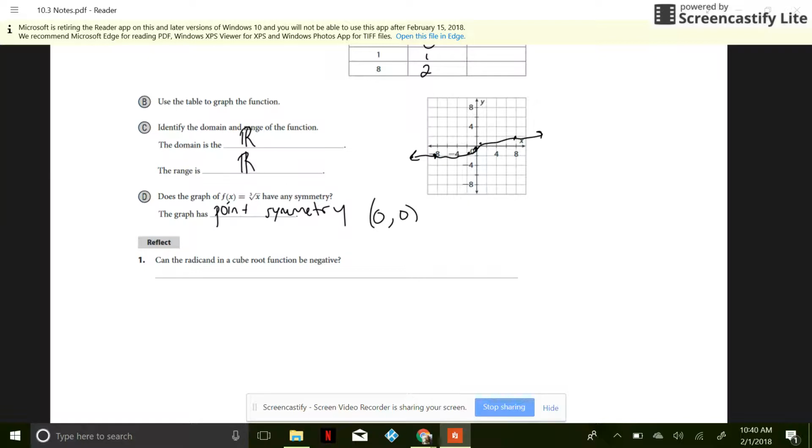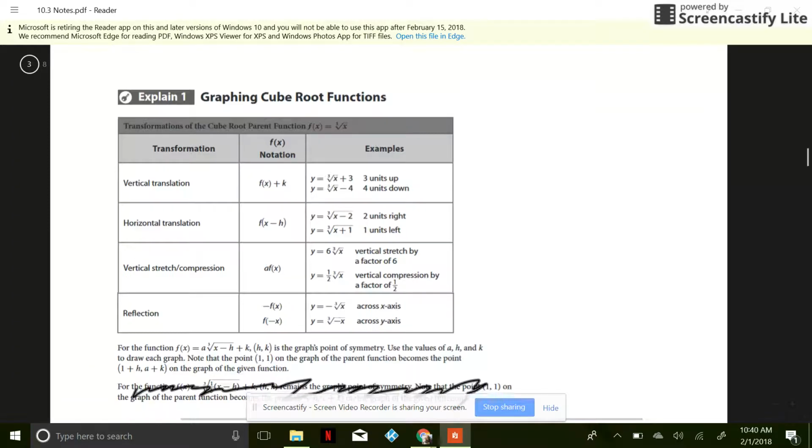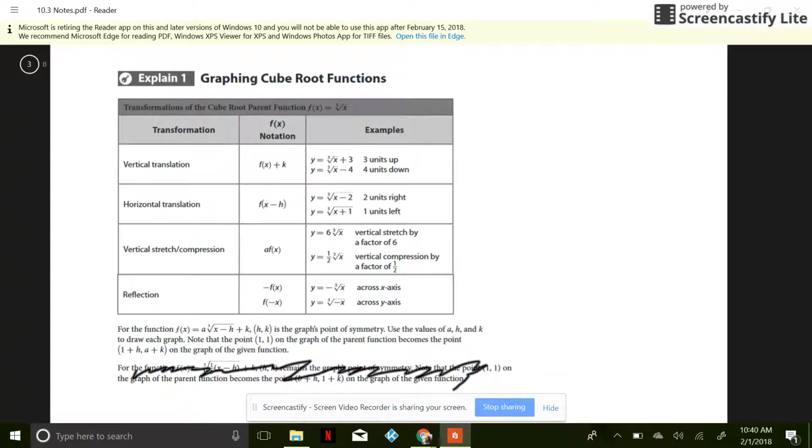So can the radicand in a cube root function be negative? Yes, that's what's under the cube root. It can, in fact, be negative because the cube root of a negative number is a negative number. So these transformations are acting the same way as all of our other ones are. Anything outside the cube root will shift up or down. Anything under the cube root will move left or right.